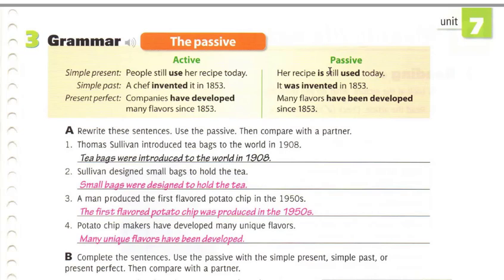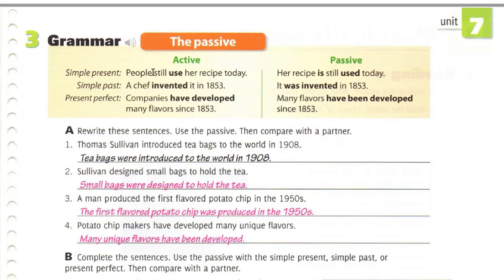Grammar, the passive. Here we have the passive and active. We have active only to help describe the difference between active and passive. We have three different tenses. We have simple present, simple past, and present perfect.